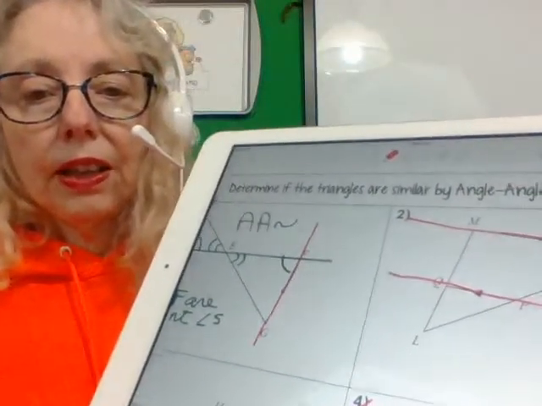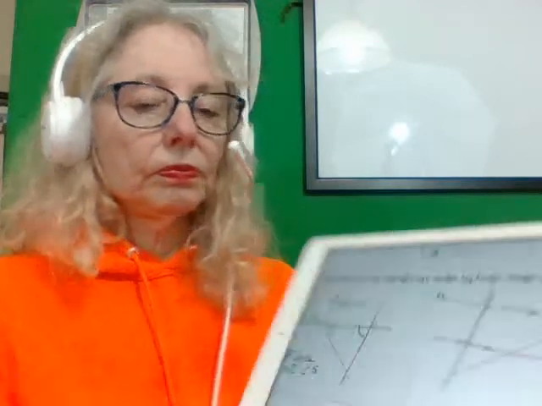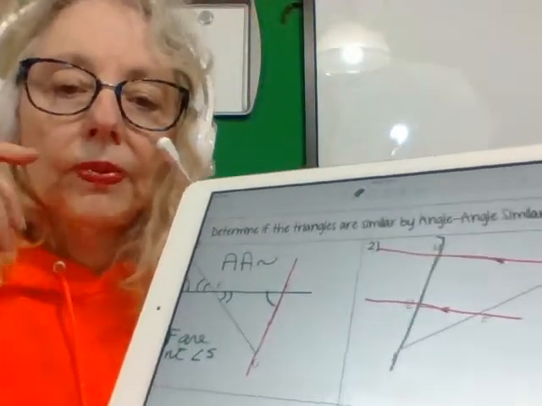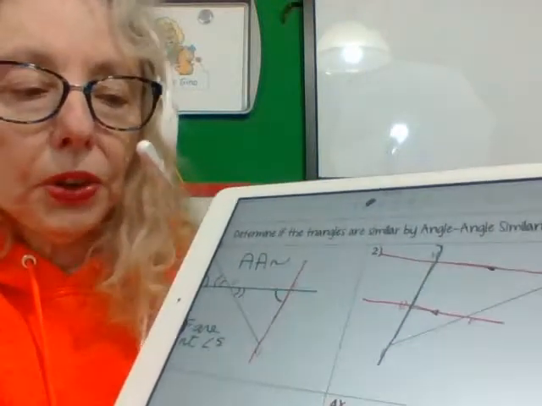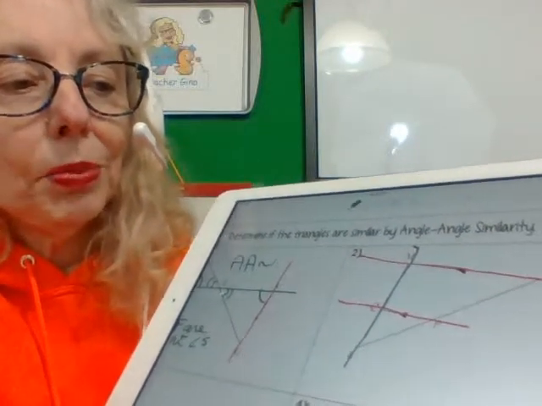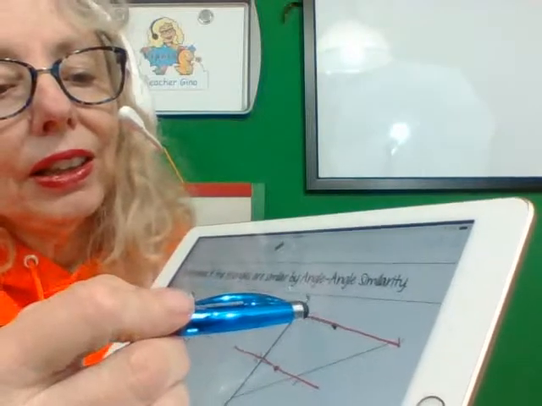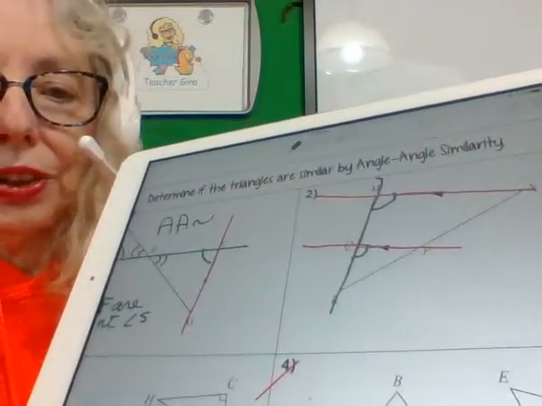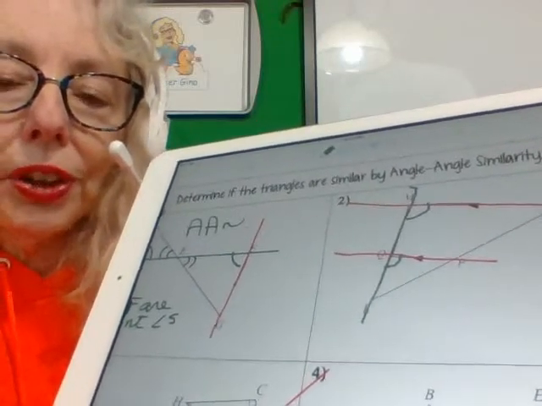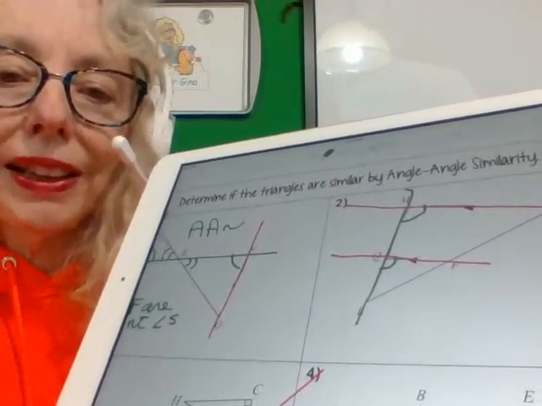So here are our parallel lines. Now let's mark our transversal, which is M to L. Well, if I do alternate interior on this, that's not going to work because it'll be on the outside. But what I do have is that this one and this one are congruent. And those are congruent because they are corresponding angles.